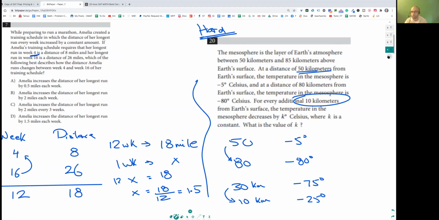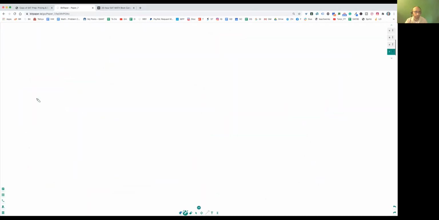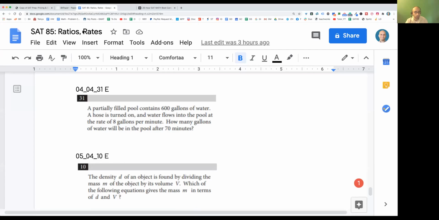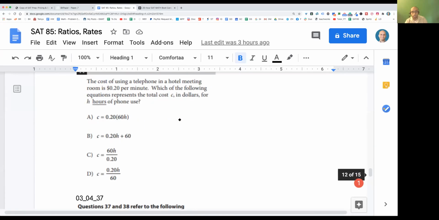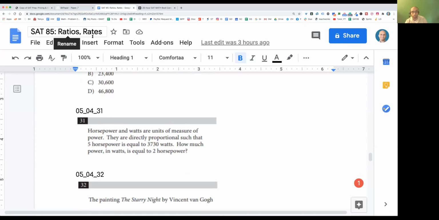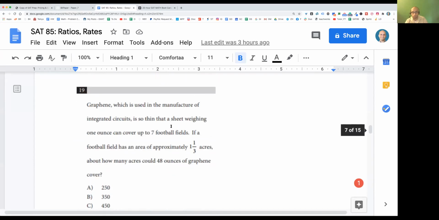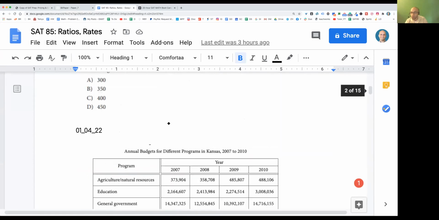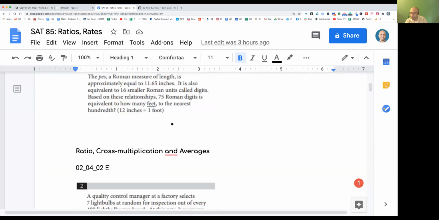Let's try another problem now of this type, okay? So there are other types of problems. Let me just post this over here, right? All of these problems are ratios and rates, okay? So there's tons of these problems over here, and you should be able to solve all of these problems.